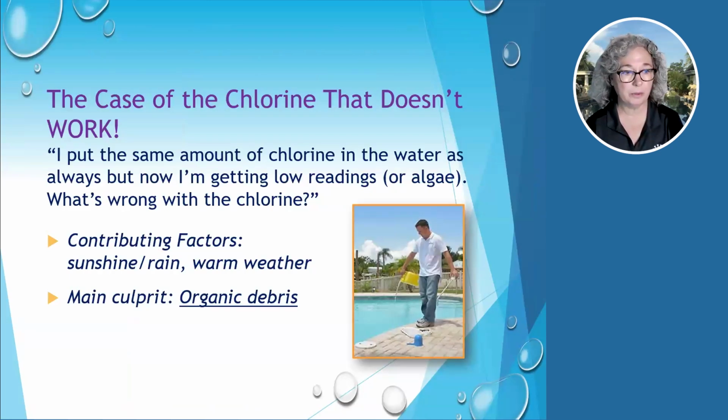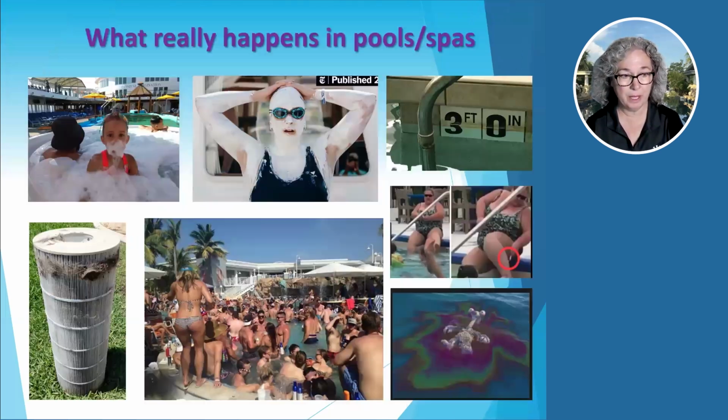So here's a good question that I get. I put the same amount of chlorine in the pool water, and I'm now getting low readings or algae in the water. What is wrong with the chlorine that I've been buying from you? Nothing's wrong with it. You have sunshine that affects it, rain, warm weather. But the main culprit of this is organic debris. And we go back to this picture here. All this is adding organic debris to the water. Anything that touches the water leaves something behind.